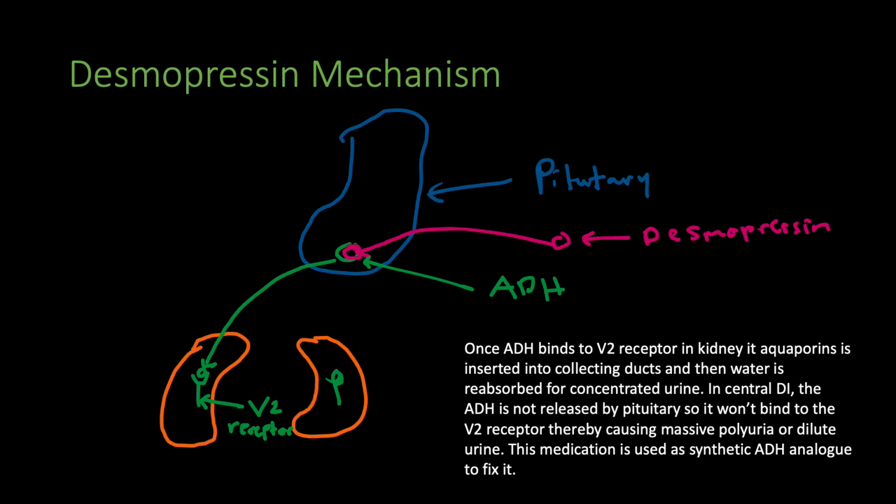So to replace the ADH, there's a synthetic ADH analog, which is known as desmopressin. That's actually used as a replacement to bind to the V2 receptors and allow the urine to be more concentrated and water get reabsorbed. So that's essentially what happens here.